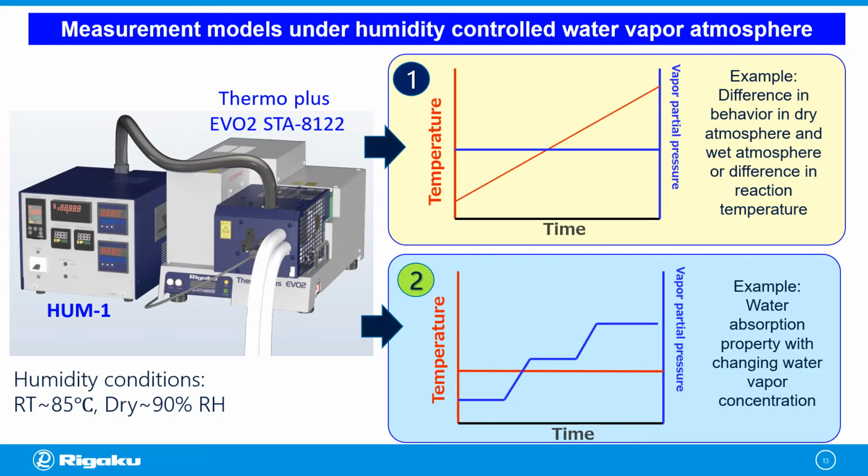So using the humidity generator or HUME option, there are two major measurements that can be performed. One is keeping the relative humidity constant at a constantly changing temperature, such as shown in diagram 1, or keeping the temperature constant at a constantly changing water vapor concentration shown in diagram 2.